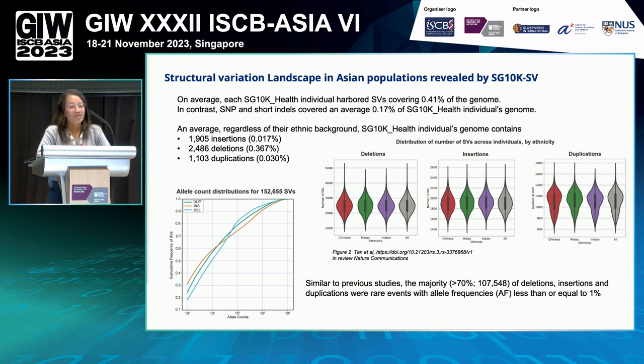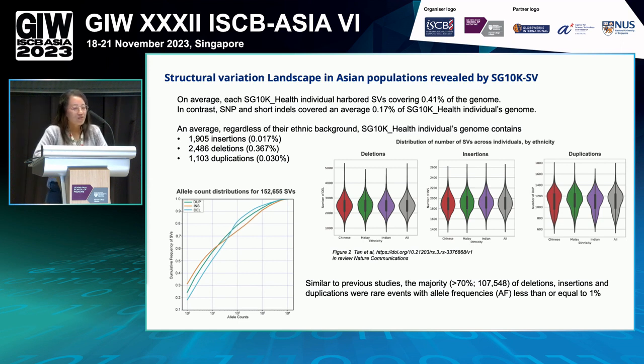We are also interested to know the percentage of the genome covered by structural variations in individuals. On average, each individual within the SG10K Health harbors structural variations covering 0.41% of the genome. In contrast, SNPs and short indels cover only 0.17% of the genome. So this shows that structural variations affect a much larger fraction of the genome compared to SNPs, and therefore it is very important to characterize these structural variations in the human genome.